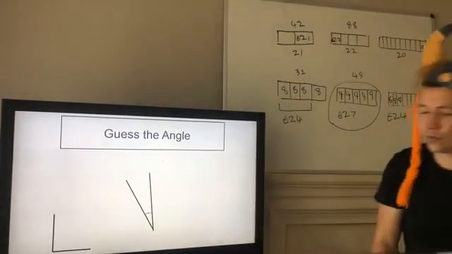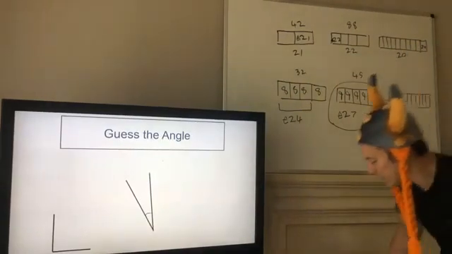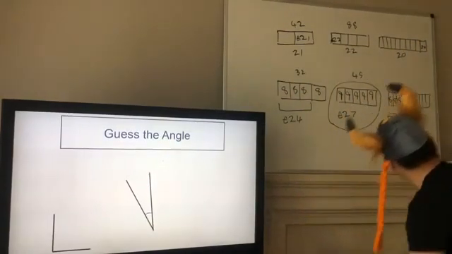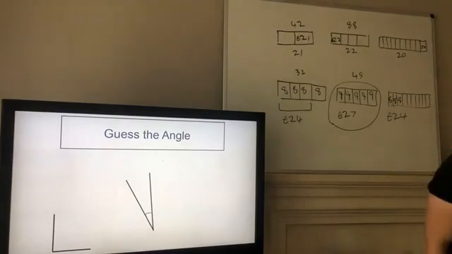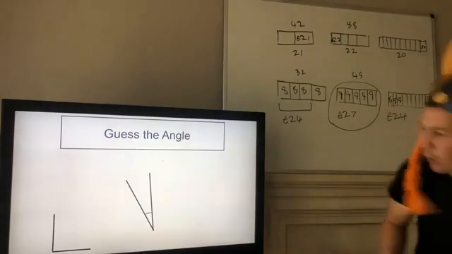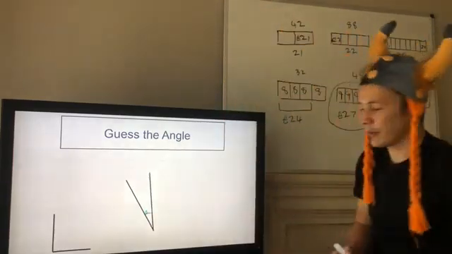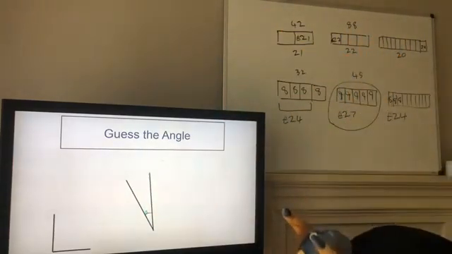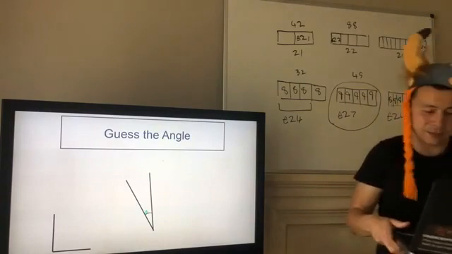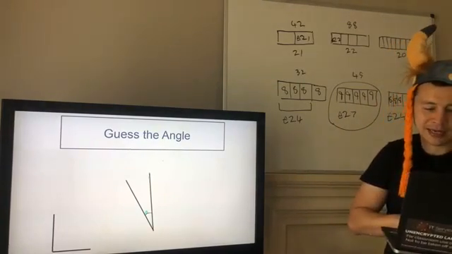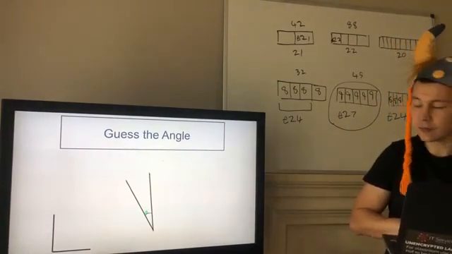Okay, guess the angle. Would the P be in trouble? If the P was in there, would our little P be in trouble? Yes. I've got a green pen to draw the P. If it's in trouble, then it must be a small angle. So here's our little P there. There's our little P. So what about this angle? How big is this angle here?